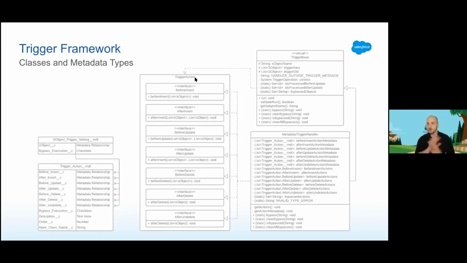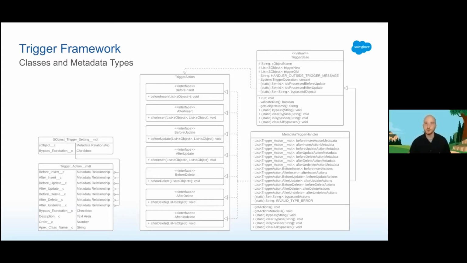Now, I don't want you to worry about this at all. The whole point of the Apex trigger actions framework is that this stuff exists. So you have these particular classes, and then these two types of metadata: the S-object trigger setting and the trigger action metadata itself. You don't ever have to worry about modifying any of this.